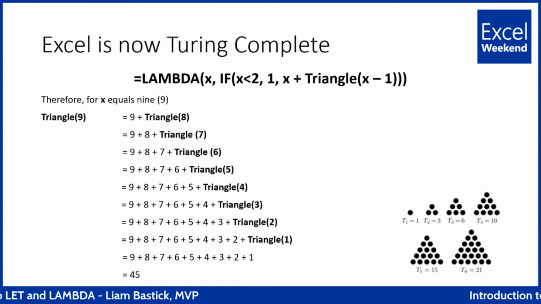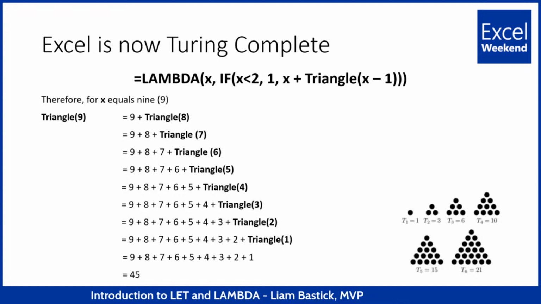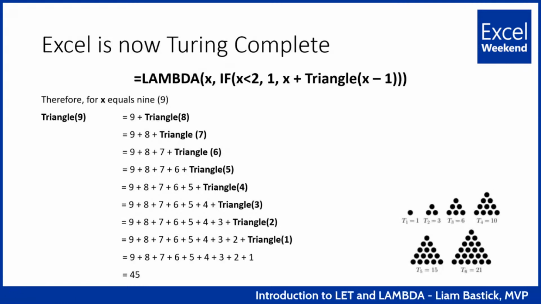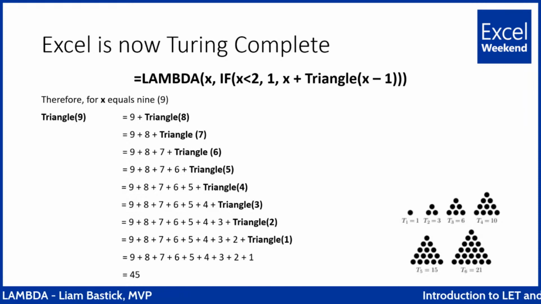And here's an example. Let's talk about triangle numbers. If you look at the image in the bottom right-hand corner, the triangle number for 1 is just 1. The triangle number for 2 is 1 plus 2 is 3. The triangle number for 3 is 1 plus 2 plus 3 is 6, and so on. Triangle number for 4, 1 plus 2 plus 3 plus 4, ad nauseum. Now, you can calculate this using a formula if you're clever, but you can use recursion and use the Lambda.